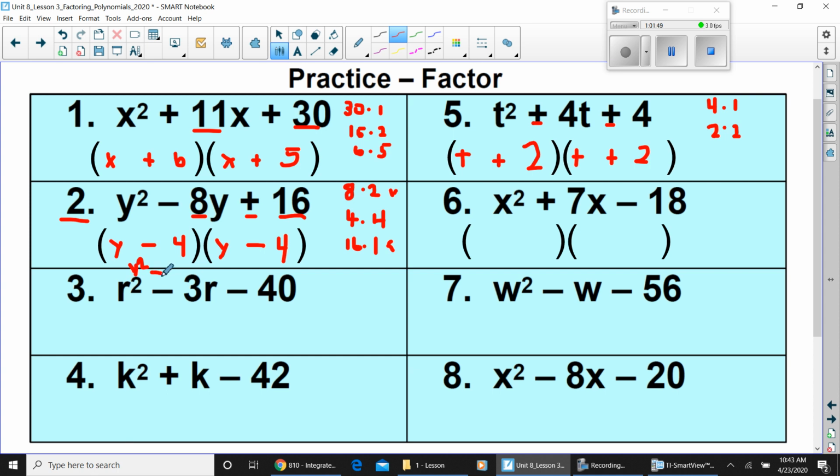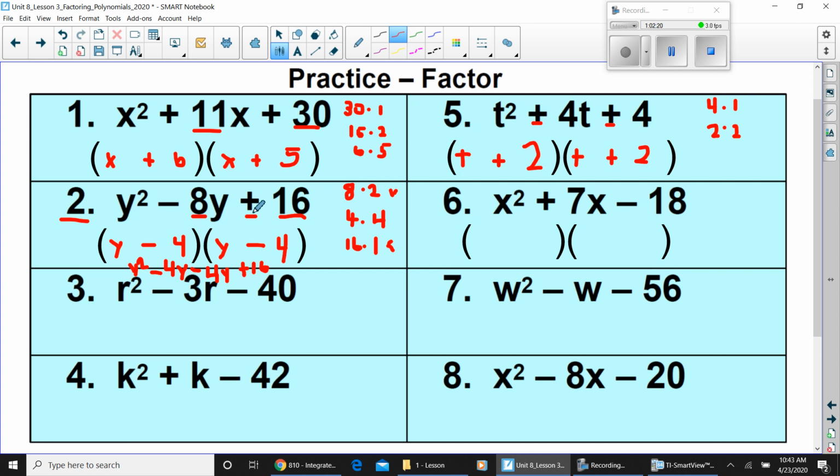Y times negative 4 is negative 4y. Negative 4 times y is negative 4y. And negative 4 times negative 4 is 16. And if you look, I don't have any room to do it, but negative 4y minus 4y is negative 8y. That works out.